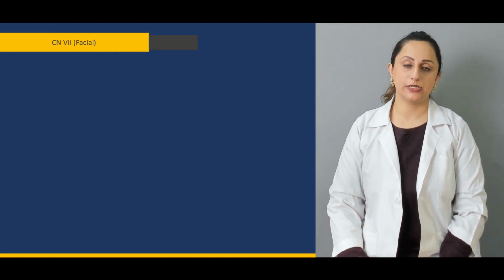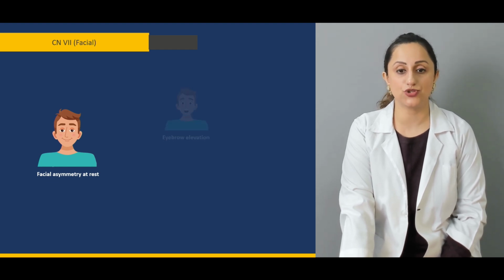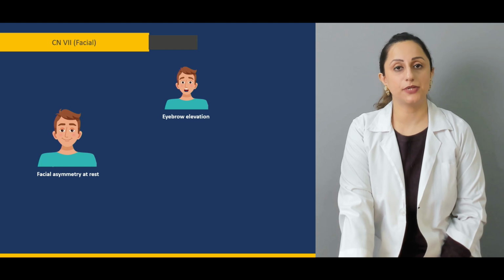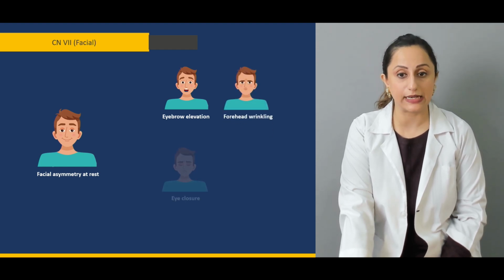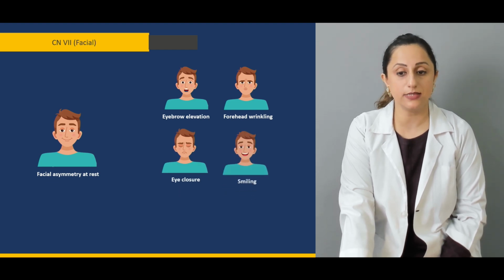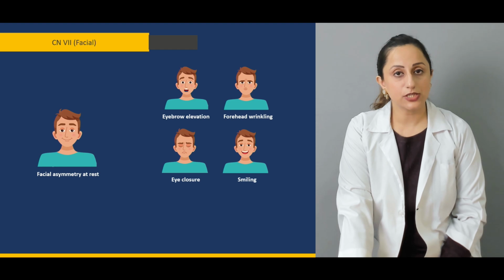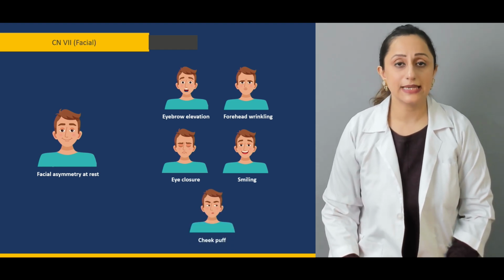Moving on to the facial nerve, this is the seventh cranial nerve that we're going to talk about, and how do we go about and check for the abnormalities of the seventh cranial nerve. The facial asymmetry is checked at rest. You ask the patient to elevate the eyebrows, forehead wrinkling is done. Then you ask him to close his or her eyes. Ask the patient to smile, and then obviously cheek puff is performed.